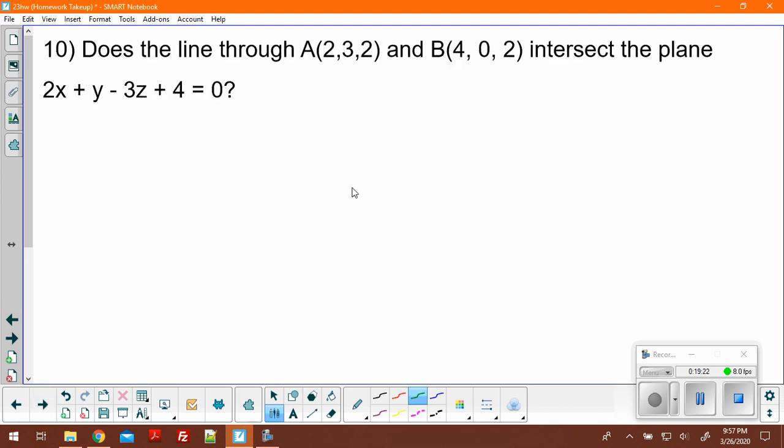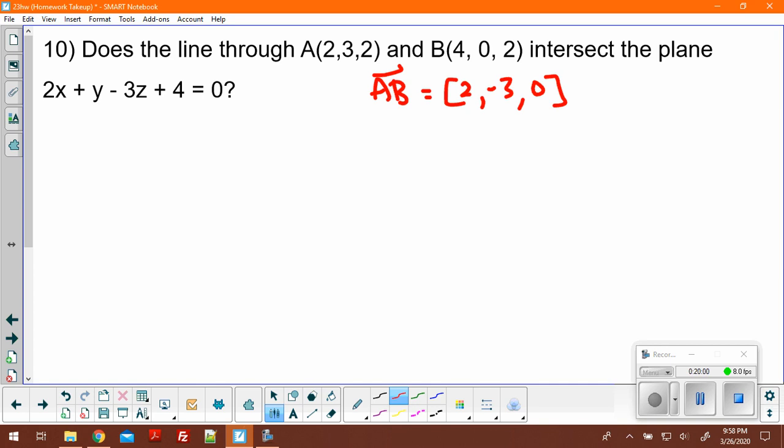Okay, number 10. Does the line through these 2 points intersect this plane? Okay. Well, let's start by getting the equation of the line. So I'm going to have my vector AB, which is equal to 4 minus 2 is 2, 0 minus 3 is -3, and 2 minus 2 is 0.